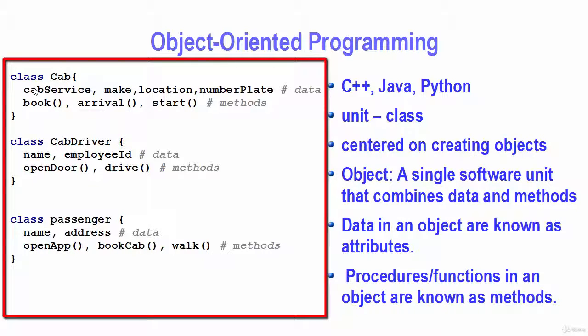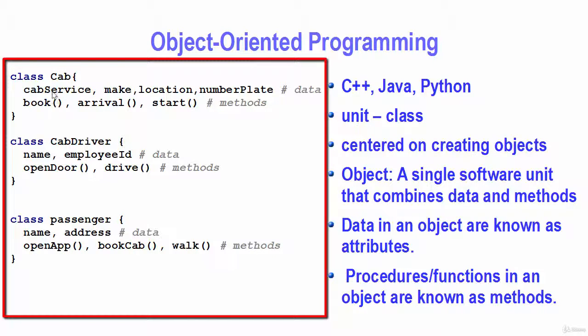For example, a cab service, which cab service we want to take. What is the make of the cab? Is it a Toyota or a BMW or a Volkswagen cab? At which location is this cab right now? What is the number plate of that cab, so the passenger can recognize it?